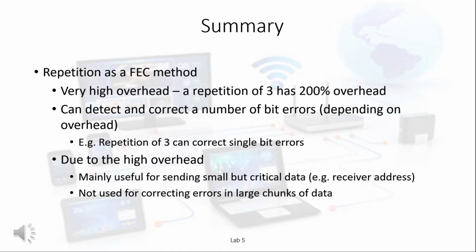However, it's not used for correcting errors in large chunks of data like payload, because that would mean that you're doubling or tripling or quintupling the data that you have to send. Actually, it's 3 times, 5 times, 7 times. It's an odd number, right? That's what we've chosen.